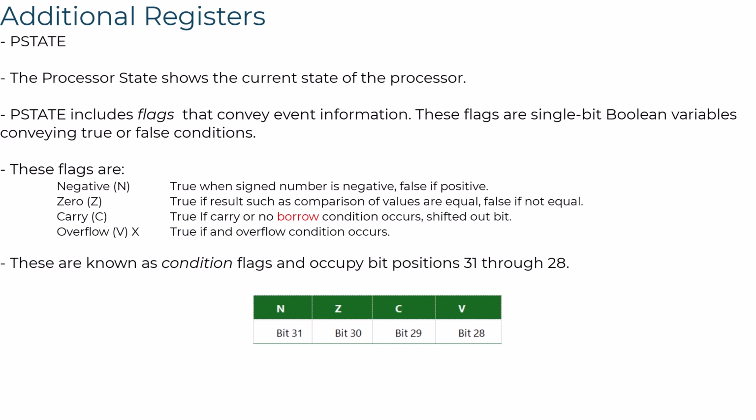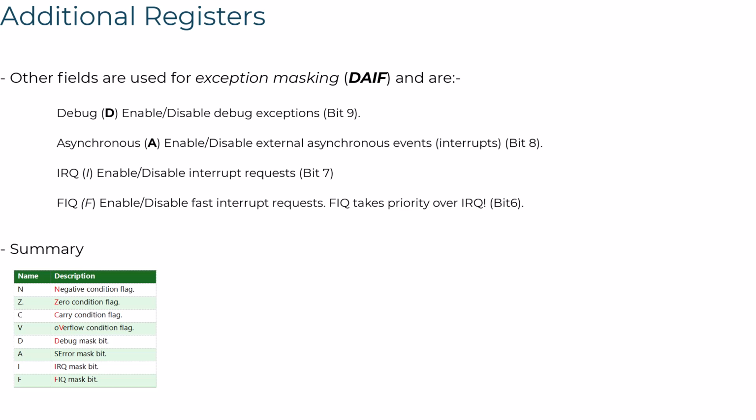There are some other registers as well for exception masking, and these are known as DAIF. So DAIF stands for debug, asynchronous, IRQ, and FIQ, the fast interrupt requests. We probably won't deal with these in very much detail during this course.